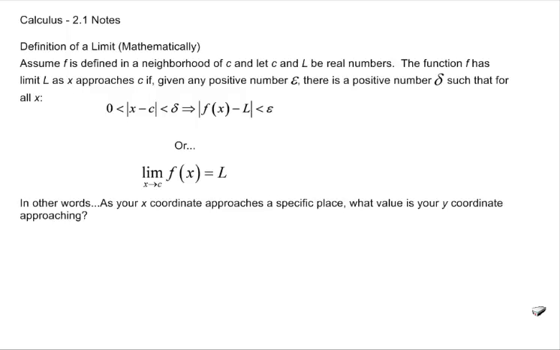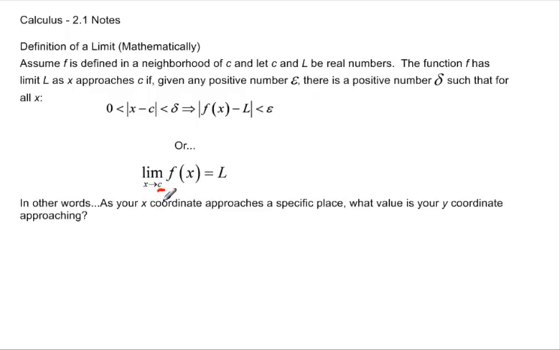So we're going to assume f is defined in the neighborhood of c, and let c and L be real numbers. The function f has limit L as x approaches c if, given any positive number epsilon, there's a positive number delta, such that for all x, 0 is less than the absolute value of x minus c, which is less than delta, which implies that the absolute value of f of x minus L is less than epsilon, or the limit as x approaches c of f of x is L. Wow. What?